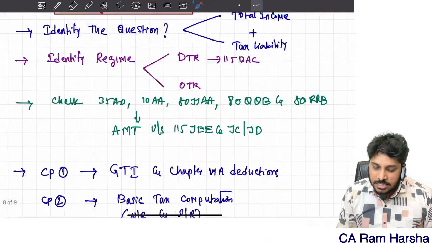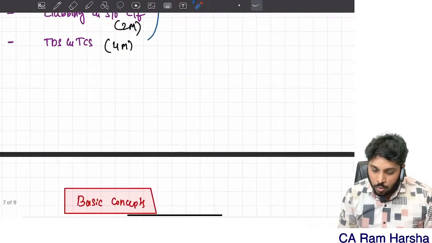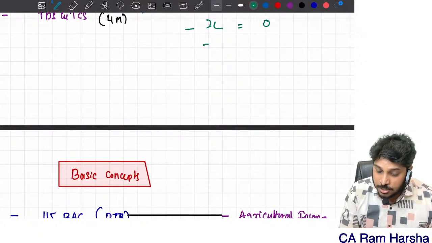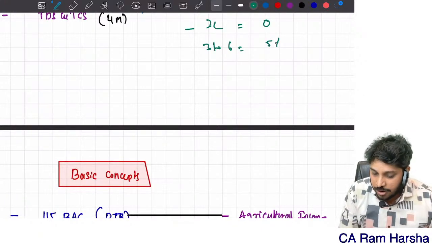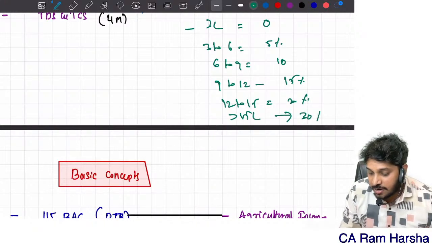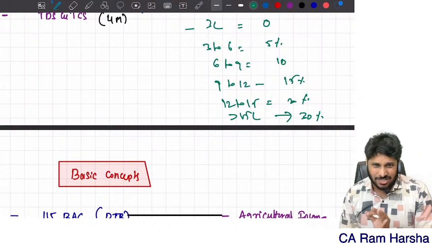What are the tax rates under the default tax regime? Very simple. Up to the first 3 lakhs, 0; 3 to 6 lakhs, 5%; 6 to 9 lakh, 10%; 9 to 12 lakh, 15%; 12 to 15 lakh, 20%. More than 15 lakh, a flat tax rate of 30%. These are the slab rates under the default tax regime.